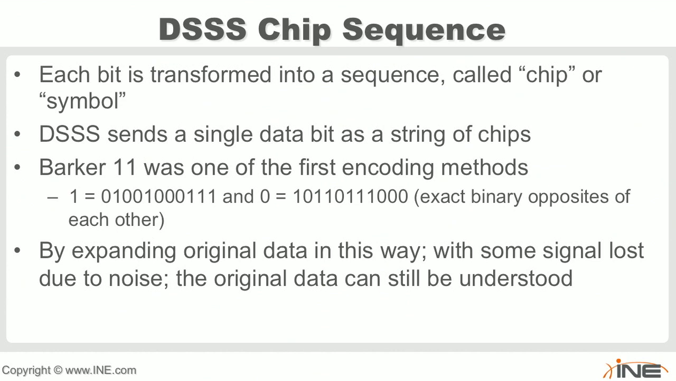So if there's going to be loss, and all we sent was an electrical pulse to represent bit 1 or bit on, then if we lose certain portions of that wireless signal, we lose a lot of data.